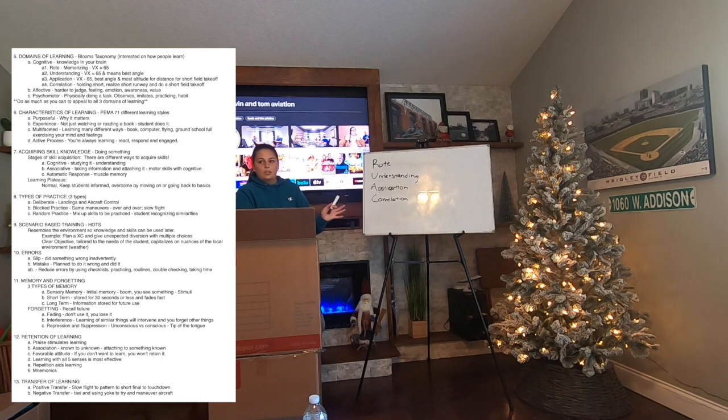And application is actually going out and doing a short field takeoff. So you're going to rotate at 50, transition to VX, in this airplane, 65. That's actually going out and applying those skills that you just went over. And then correlation is actually going to a short field runway or airport and doing a short field takeoff, for example, in Matilla. That's actually applying the skill that you just learned.